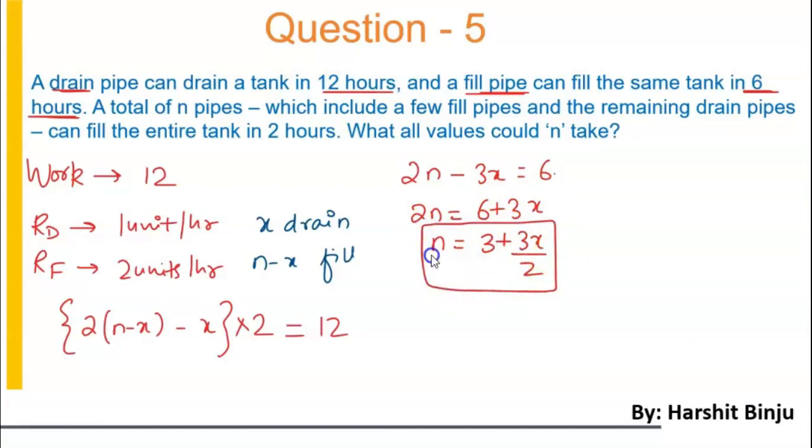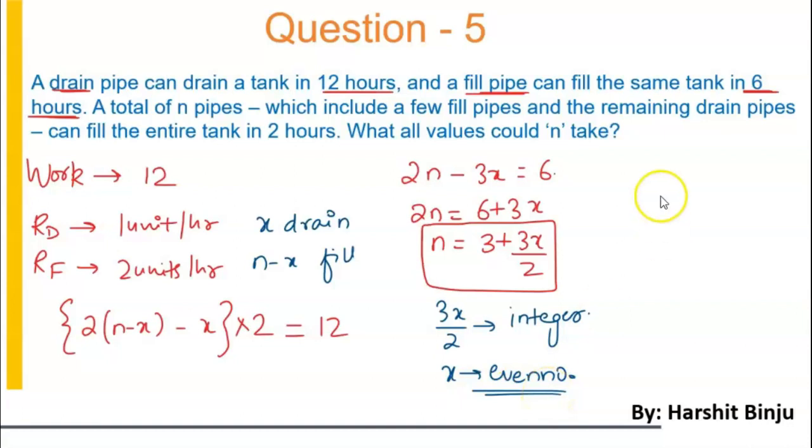This is the relationship that we have between n and x. Now what all values can n take? n represents the number of pipes, so it has to be an integer value, which means 3x by 2 needs to be an integer, which means x has to be an even number.